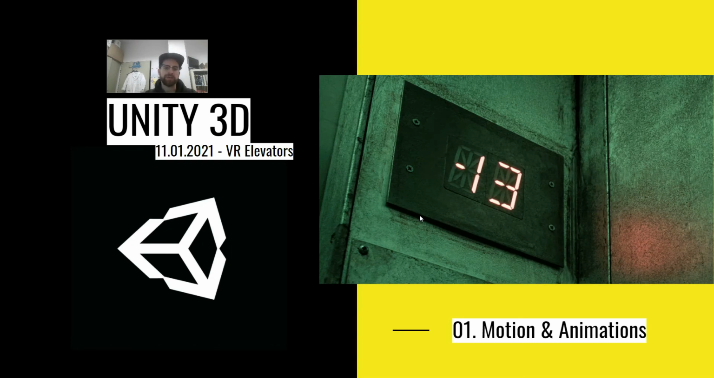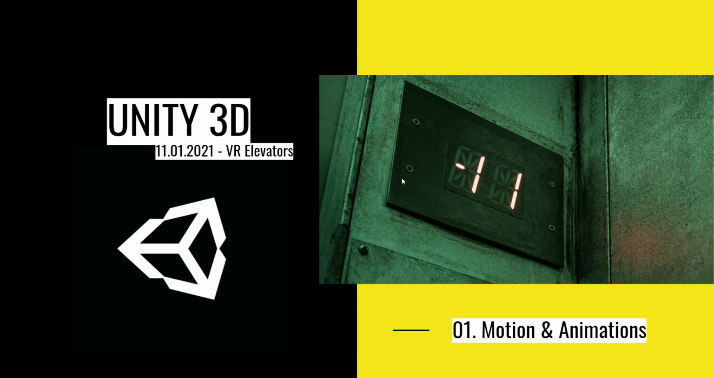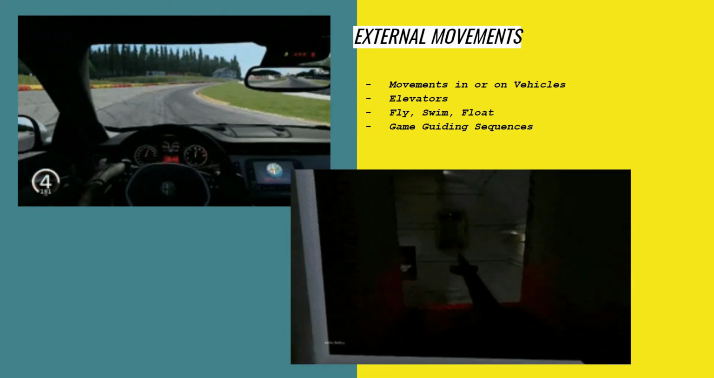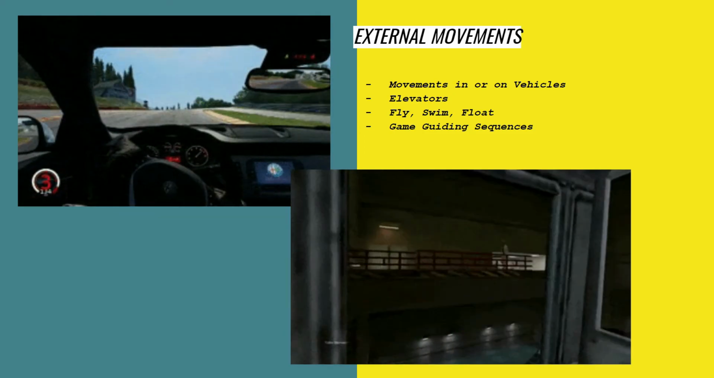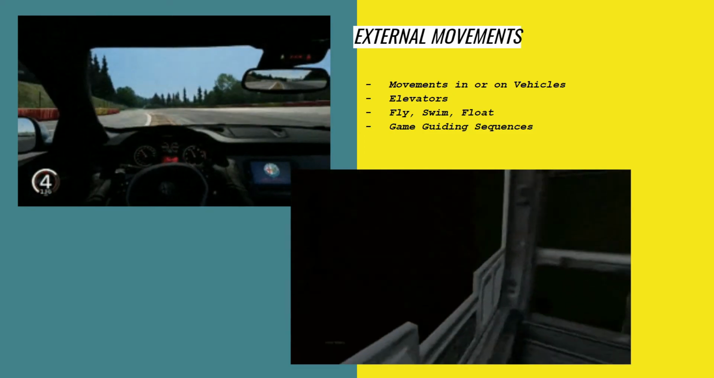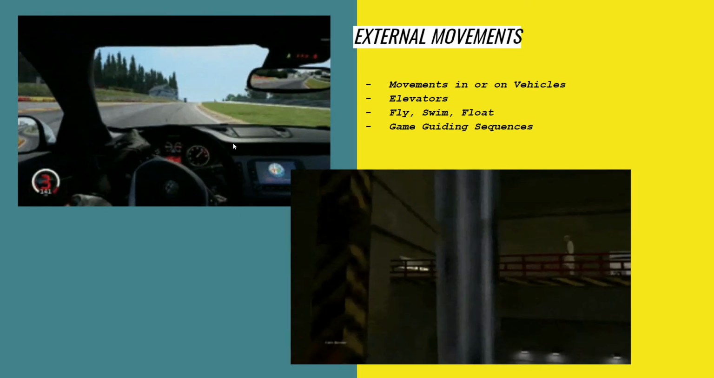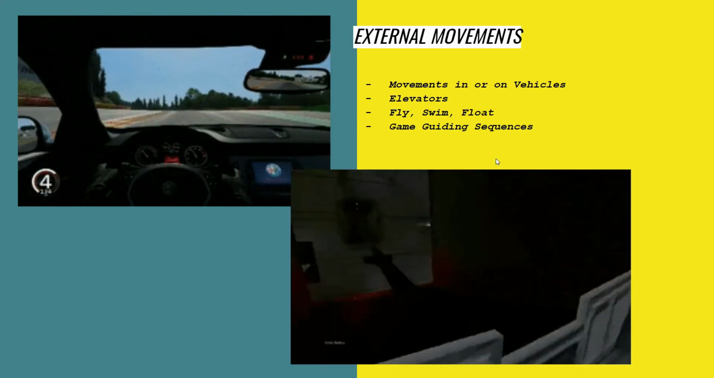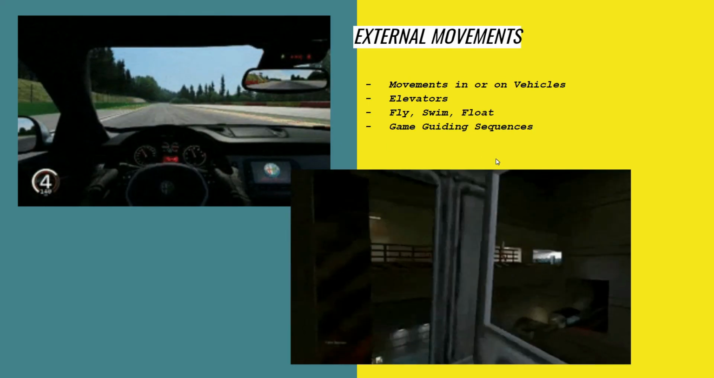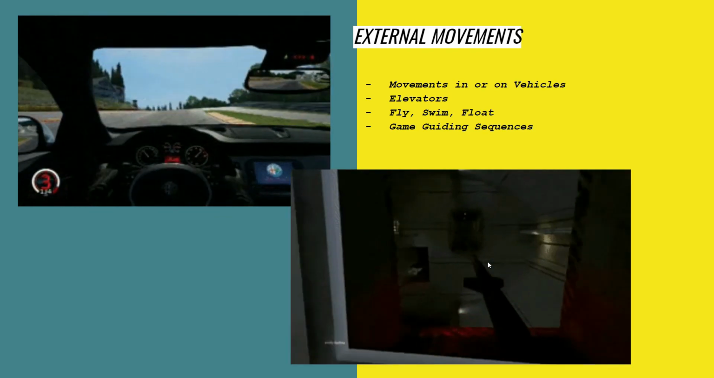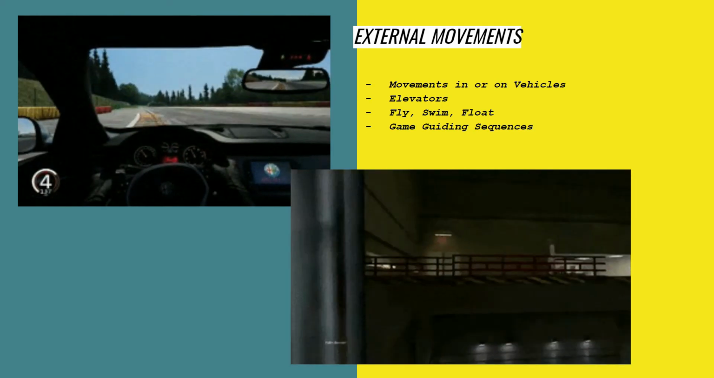But what we want to add today is something like an elevator. It doesn't have to be necessarily an elevator, but with this script you can do a lot of stuff like moving the player around in your scene. For example, if you want to do a racing game in VR, you can attach your player head mount to a car, or if you want to move around, for example, as a game guiding scene at the beginning in an elevator or in a train or whatever, you can do that as well.